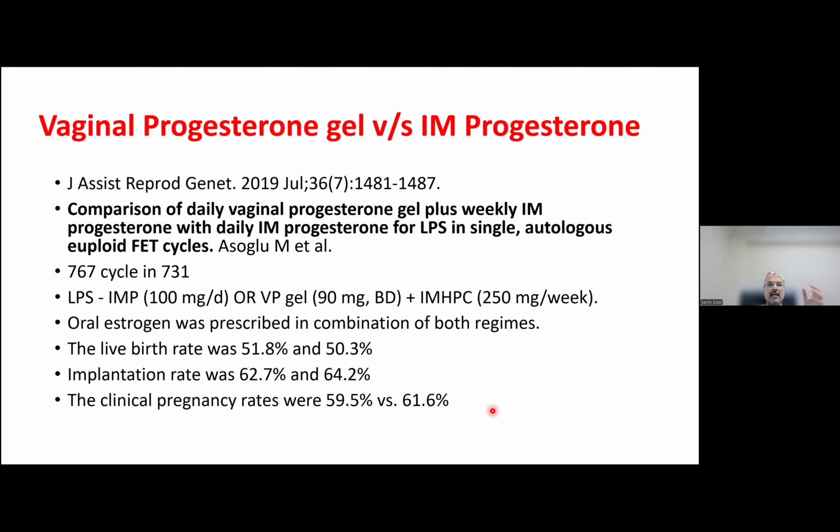beyond which only you would be doing a frozen embryo transfer. Now comparing vaginal progesterone gel versus injectable progesterone, nice paper, 767 cycles, where they divided into injection progesterone 100 milligram daily or vaginal progesterone gel given twice daily, plus hydroxyprogesterone caproate injection 250 milligrams once weekly. They found that live birth rate were almost the same, implantation rates were almost the same, and the clinical pregnancy rates were almost the same.